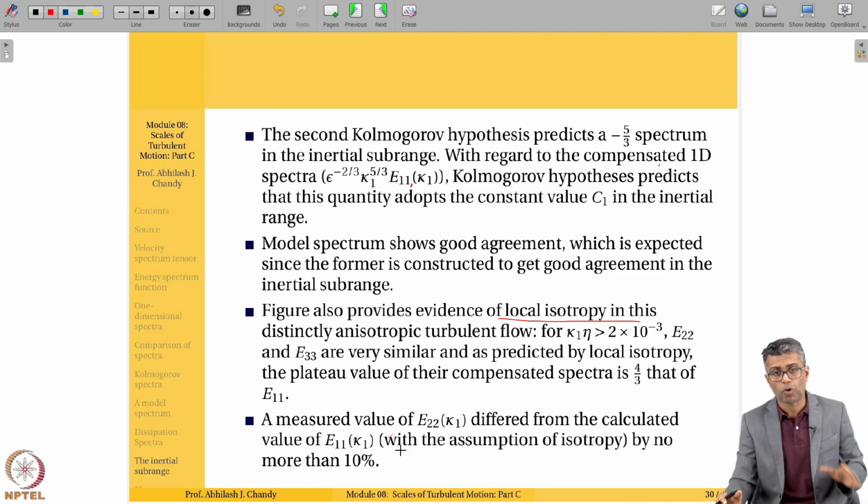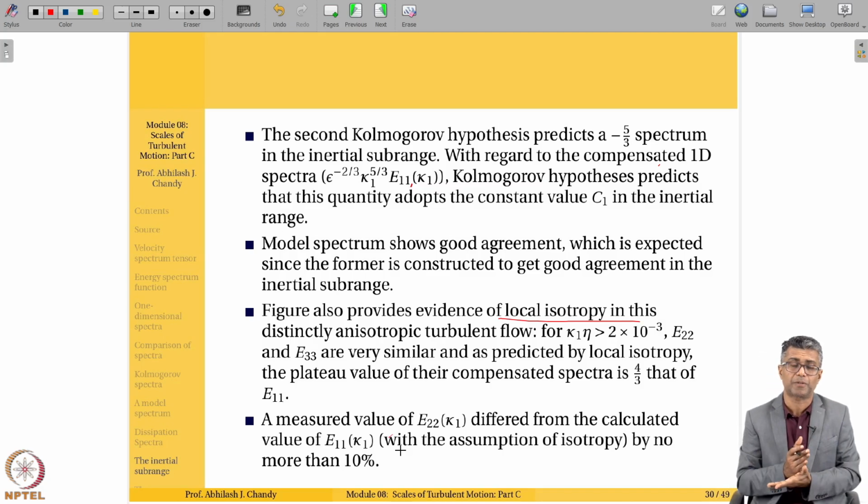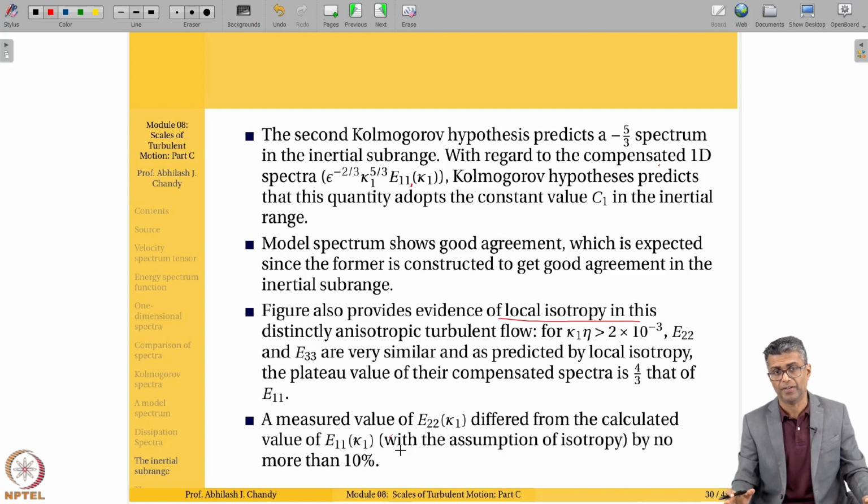We are showing through these model spectra and the experimental data how valid Kolmogorov's hypothesis is. And this is another example of demonstrating that the measured value of E22 departs from E11 by only 10%, which shows that the isotropic assumption is reasonably valid for these high Reynolds number flows. So that is what we can gather from the inertial subrange.